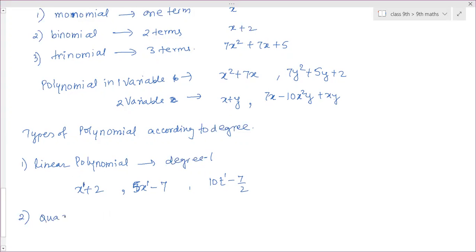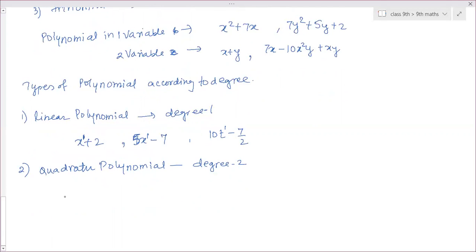The second one is quadratic polynomial. Quadratic polynomials with degree 2 are called quadratic polynomials. x square minus 4x plus 4, y square plus 5, t square minus 7 by 9. So here every variable has maximum power 2. The highest power is 2. Therefore, this is called a quadratic polynomial. Clear?